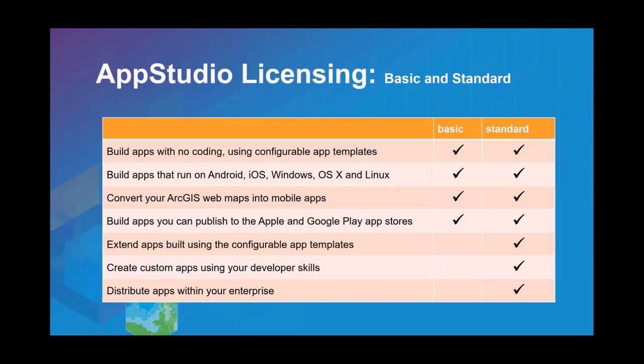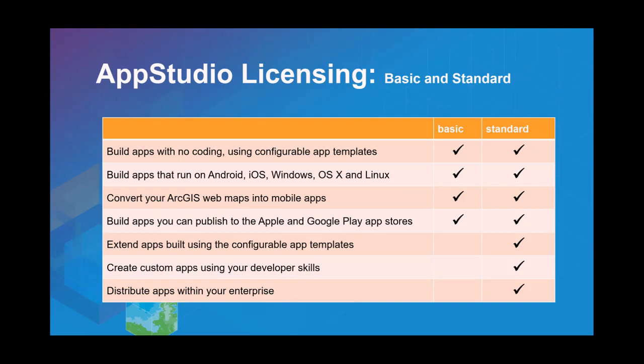All right, I'm going to finish up here. We've got just a couple minutes. Talk a little bit about AppStudio licensing. All the things that Basic can do is what we saw: using the templates, building for those different environments, getting you ready to have an app that you can put into the app stores. Standard adds being able to extend those templates, getting access to fully use the desktop development tools that Marika just showed, as well as Qt Creator and things.